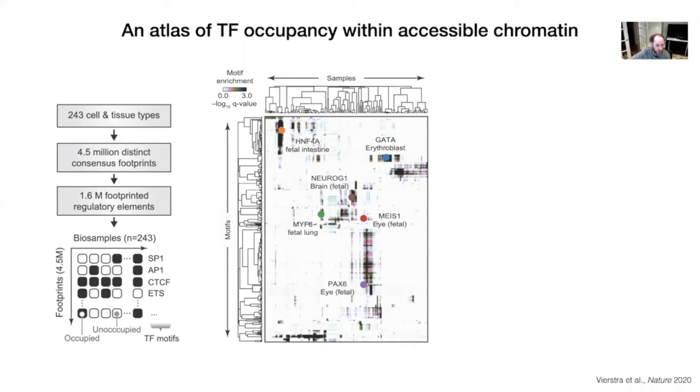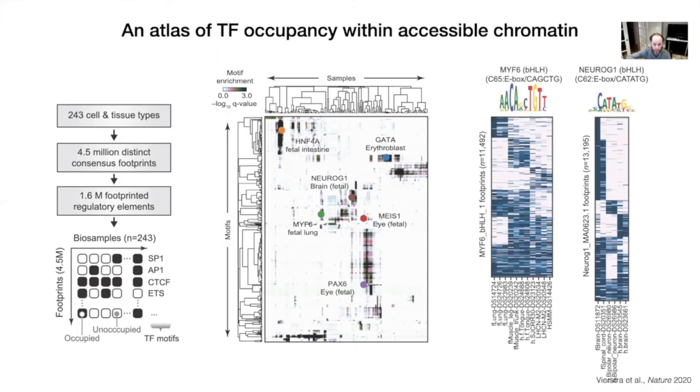For degenerate motifs with the same sequences recognized by many distinct TFs, we observed highly cell-specific occupancy patterns that could be further decomposed into coherent groups that corresponded to cell type and function, as you can see here with two different EBOX families.